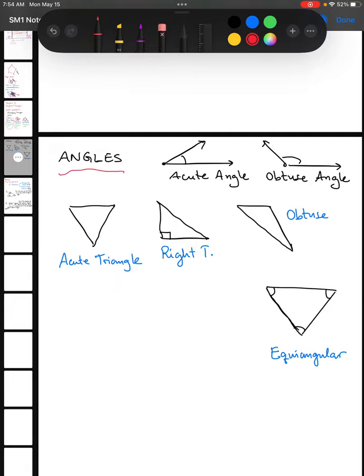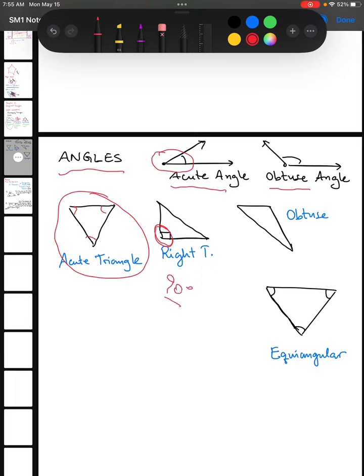Let's just remember that an acute angle is something like this, which is an angle that is less than 90 degrees. When an angle is greater than 90 degrees, we call it an obtuse angle. So if a triangle has only acute angles, as you can see in this one, it is called an acute triangle.